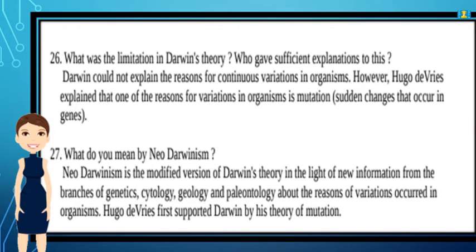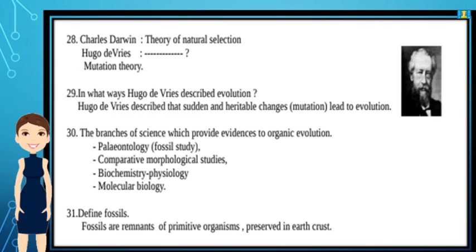Hugo de Vries first supported Darwin by his theory of mutation. Charles Darwin, theory of natural selection. Hugo de Vries, mutation theory. In what ways did Hugo de Vries describe evolution? Hugo de Vries described that sudden and inheritable changes lead to evolution.